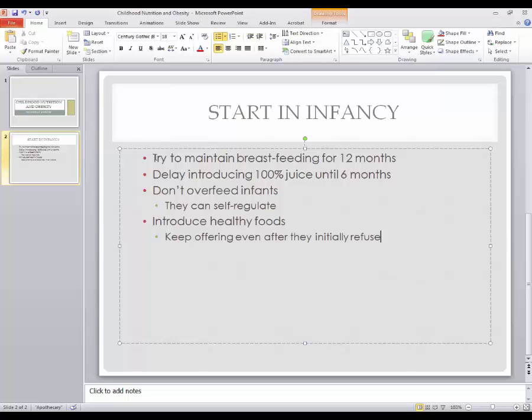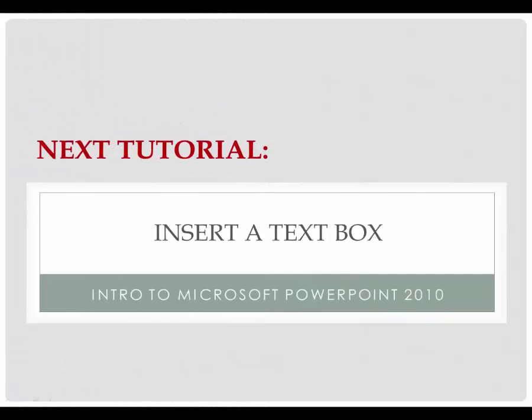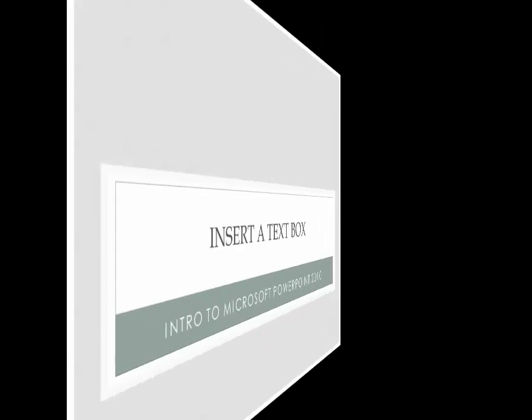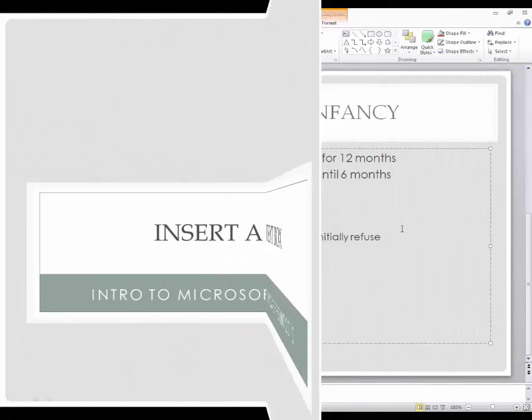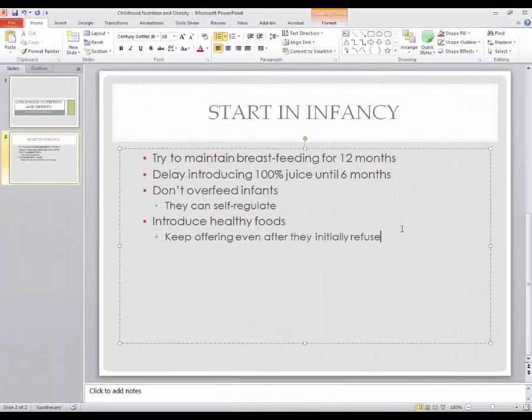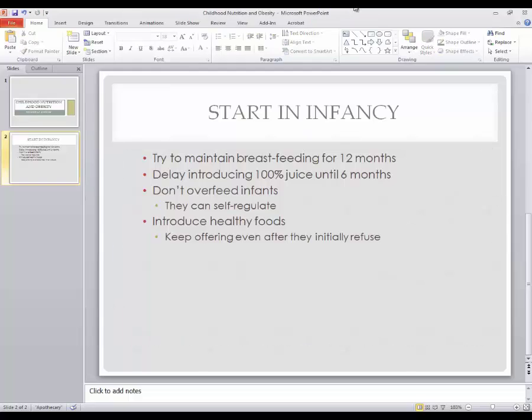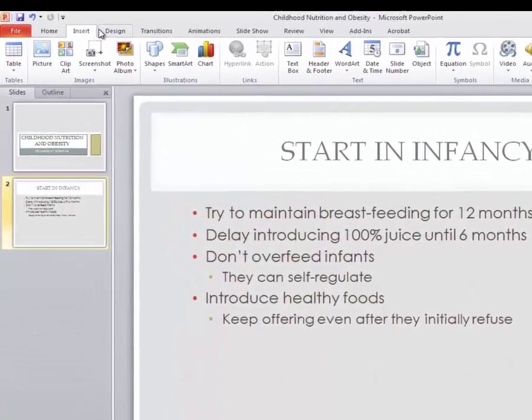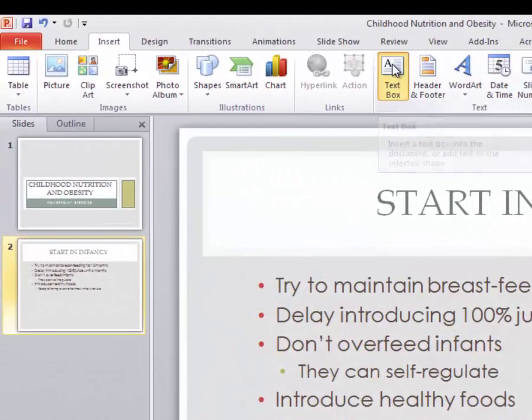Next, I'll show you how to insert a text box. The contents of this bullet list came from a website, so I'll need to provide a citation. To do that, I'll have to create a new text box. Click anywhere outside of the existing text placeholders, then select the Insert tab and choose Text Box.